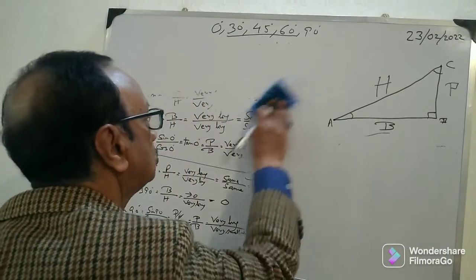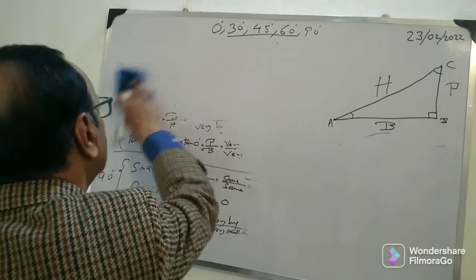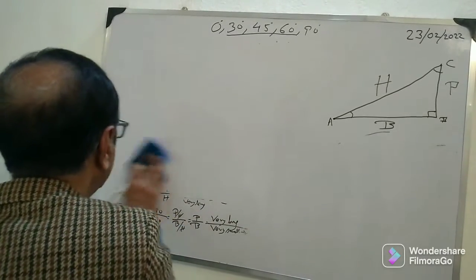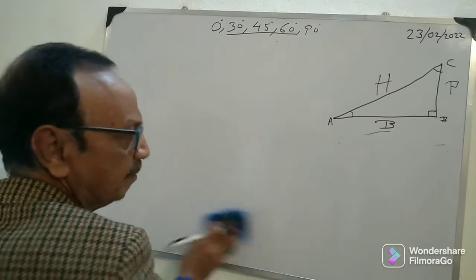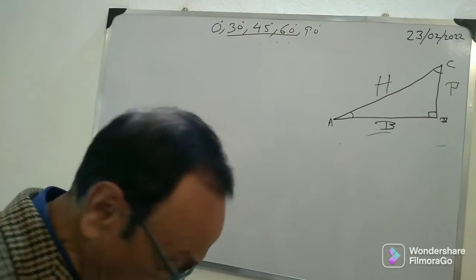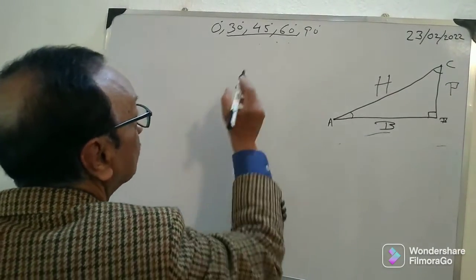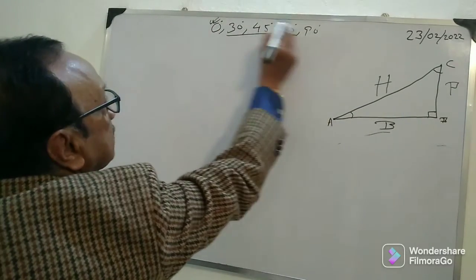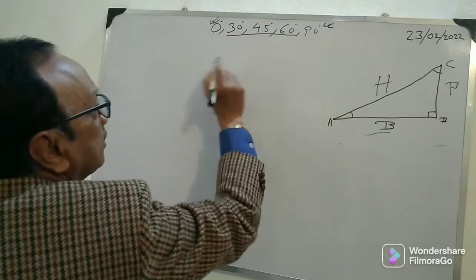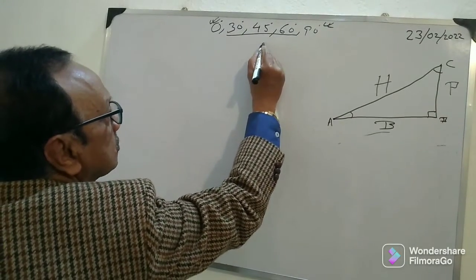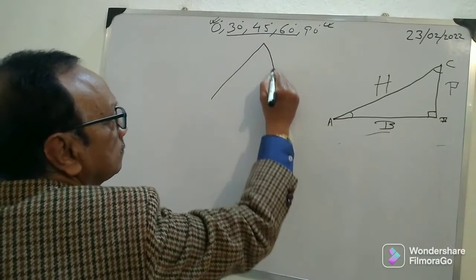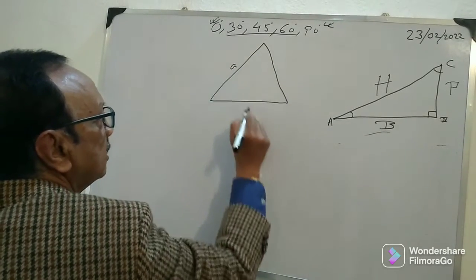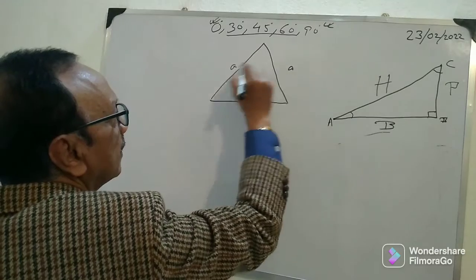Please go through this very minutely rather than blindly remembering those formulas. Now, I have already explained 30, 45, and 60 earlier. Now suppose this is an equilateral triangle where all sides are A.